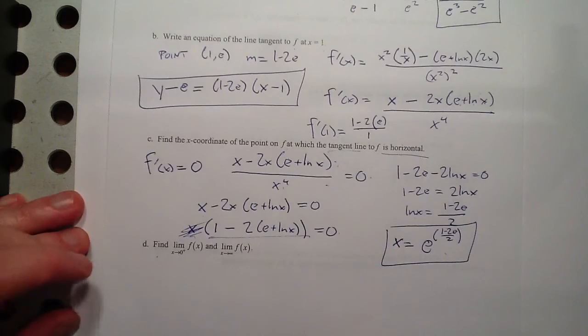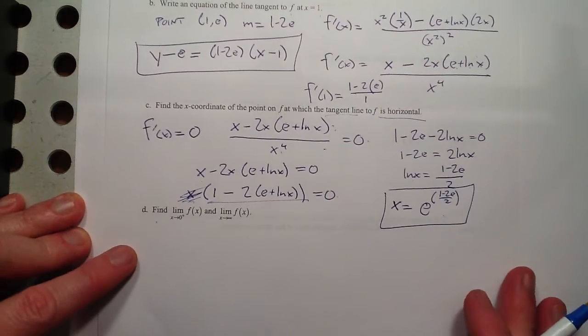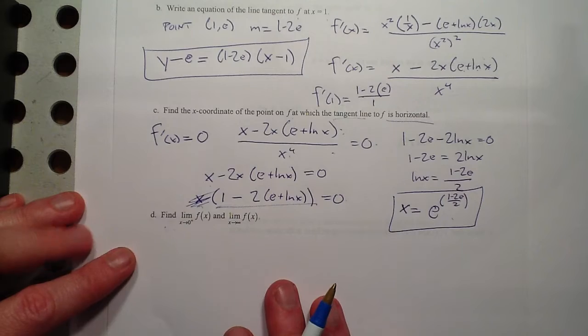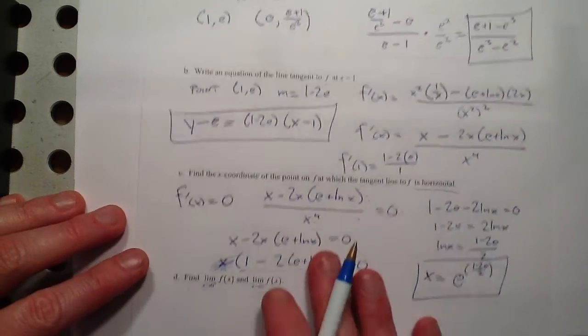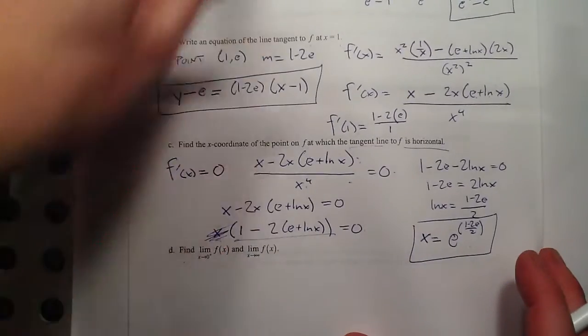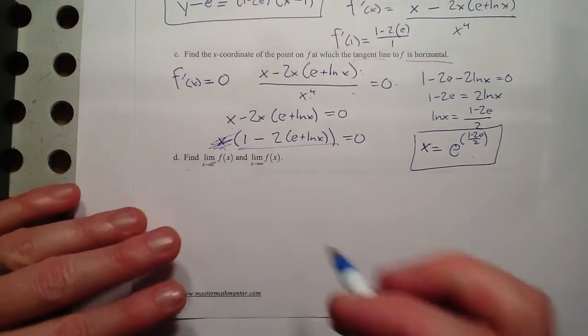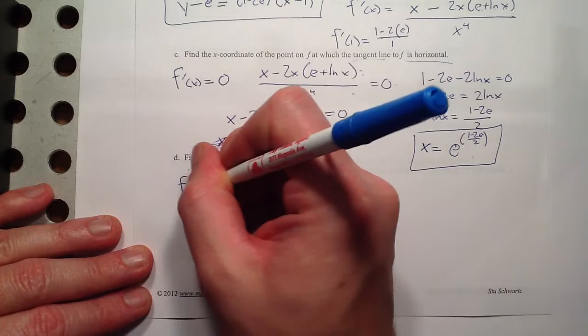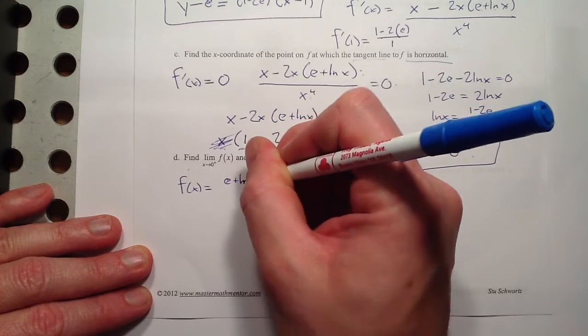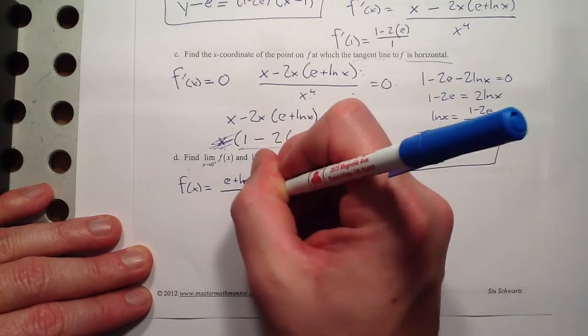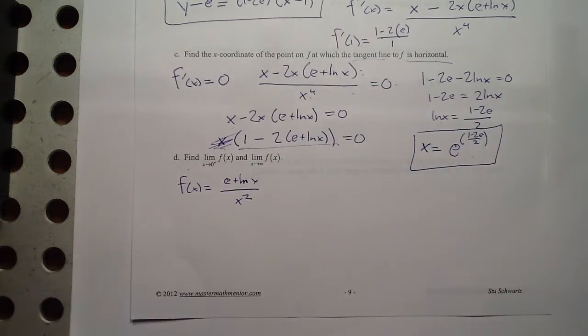Okay, last part. We want to find the limit as x approaches 0 from the positive side of this function and as x approaches infinity. So let me just write down so I don't have to slide up and down here. Our function was f of x is equal to e plus natural log of x over x squared. And we want to know as x approaches 0 from the positive side.